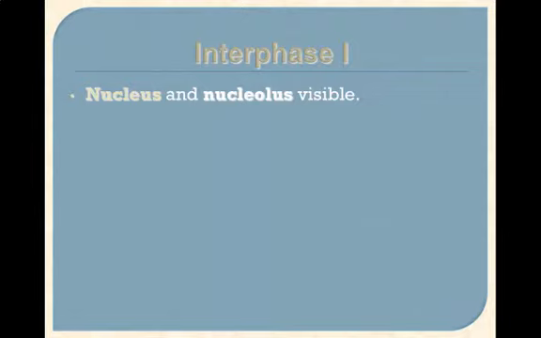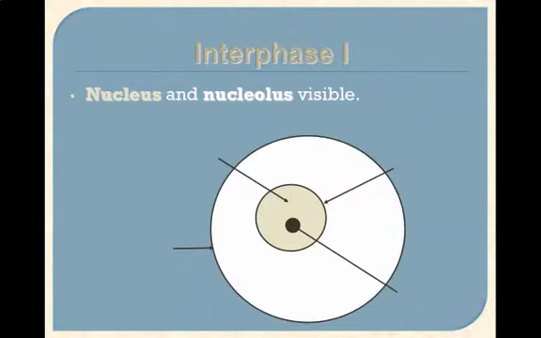In interphase 1, the nucleus and the nucleolus are visible, but they're going to start to break down. And this is what it's going to look like. So we have our chromatin, which is the genetic material.